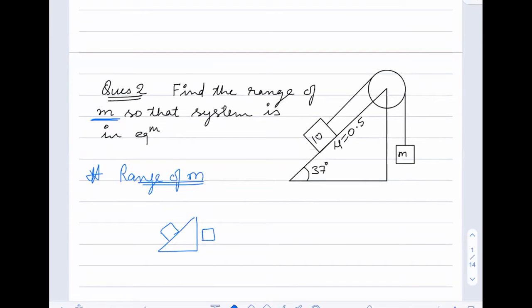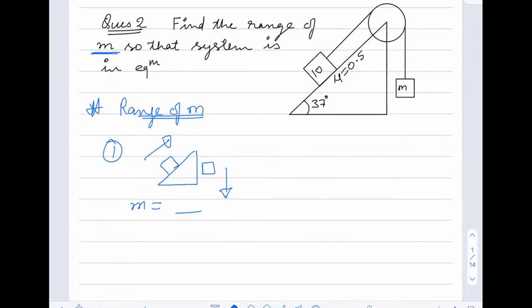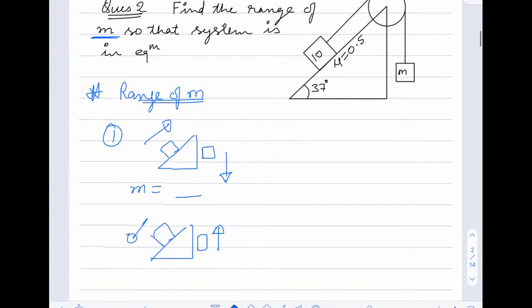So first, you will assume that this mass is moving downward and this mass moves up. So you will calculate one mass value using this configuration. Now, second, you will assume that this block moves downward and this block moves upward. The second value of mass you will calculate from this, and then you will have two values of mass. Okay, so this will be the range. So I have given you the hint. Okay, now it's your turn. You solve it.